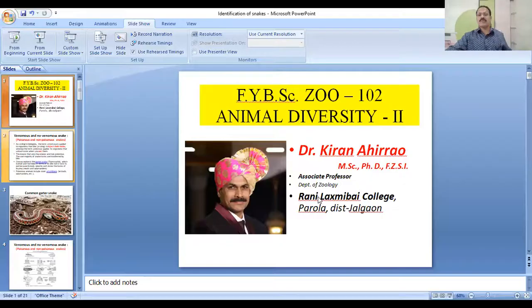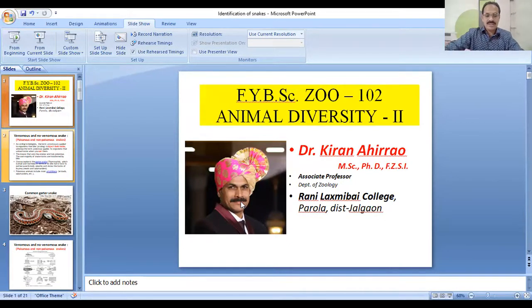Some of the common poisonous snakes are the cobra, krait, viper, Russell's viper, pit viper, pitless viper, and coral snakes, all of which you know very well. But how can we identify which are poisonous and which are non-poisonous snakes? Which are the identification marks that we will learn today?